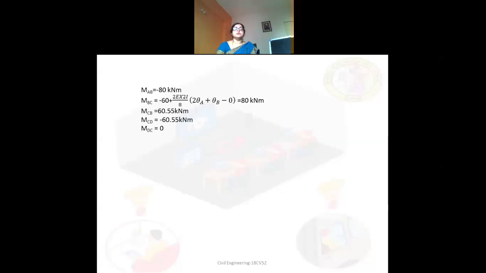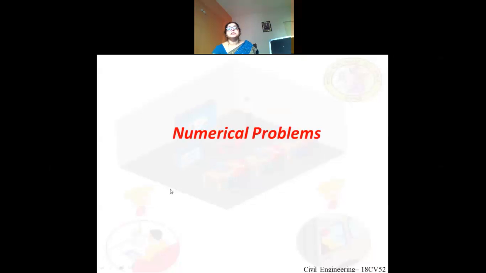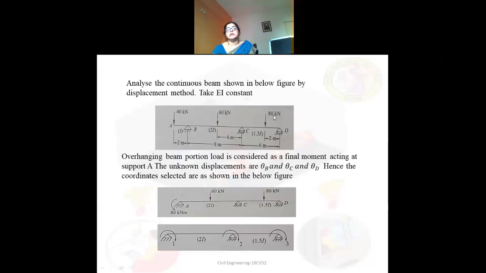Okay, so when you apply the slope deflection equation here, MAB is equal to MFAB plus 2 EI by L into 2 theta A plus theta B minus 3 delta by L. 3 delta is 0, theta A is also 0. So when you apply the equation and solve it, you are going to get minus 80 kilonewton meter. Similarly, calculate MBC, MCB, MCD and MDC. MDC obviously you should get 0 because D support is, what type of support was D in the problem? It was a roller support and it was the last support. So obviously moment has to be 0.